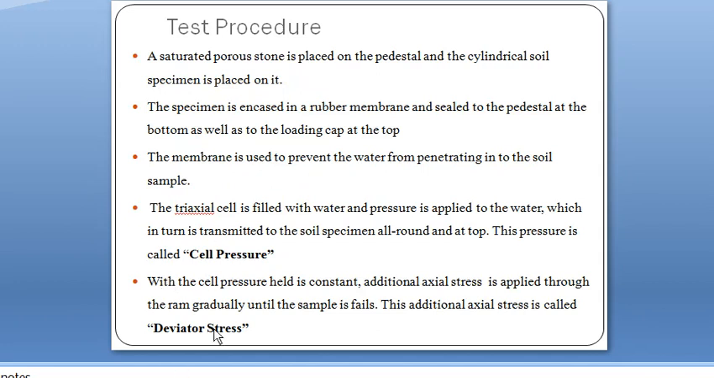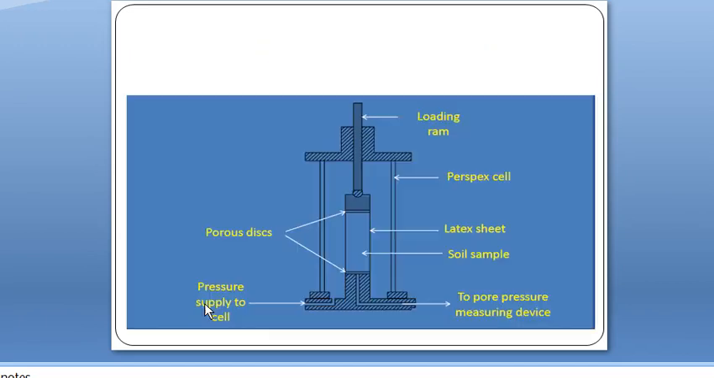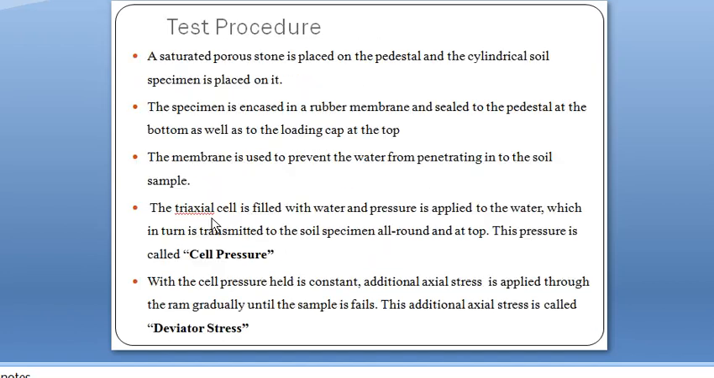And the second stage will be the shear stage. With the cell pressure held constant, additional axial stress is applied through the ram gradually until the sample fails. This axial stress is called deviator stress. In the second stage, we are applying deviator stress through this loading ram. Initially, during the consolidation stage, we apply confining pressure or cell pressure through the water pressure, and in the second stage, the shear stage, we apply deviator stress through the loading ram. This is the experimental procedure.